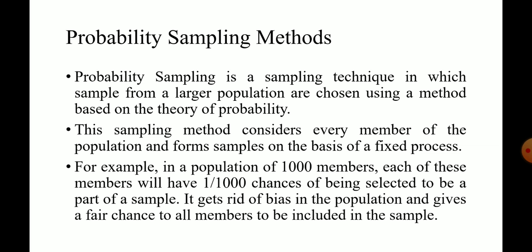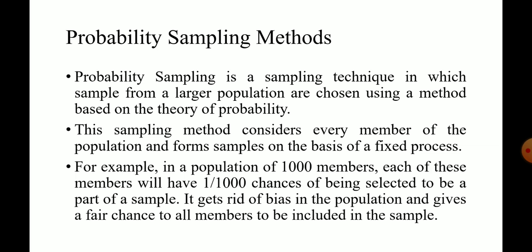First method is probability sampling method. As the name suggests, in this method the researcher gives importance to equal chance: the entire population will have an equal chance for selection. In the probability method, if there are 1,000 people, all the 1,000 members will be given an equal chance to be selected as a sample. This probability sampling uses a fixed selection process for selecting the samples.